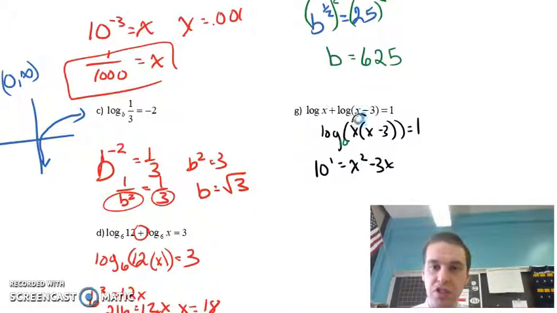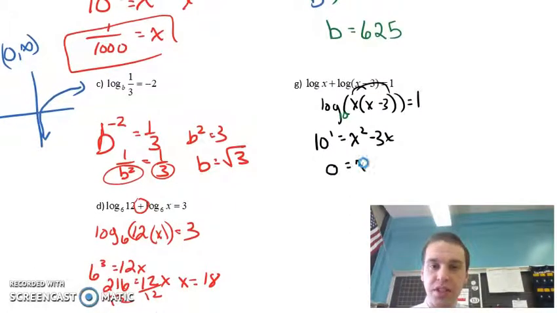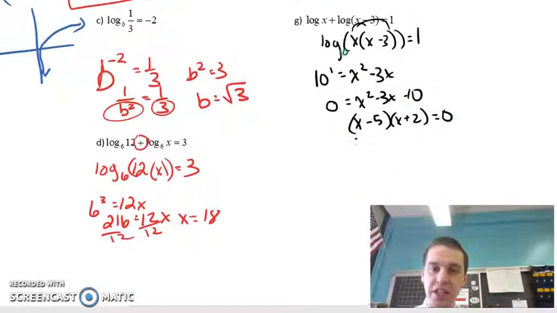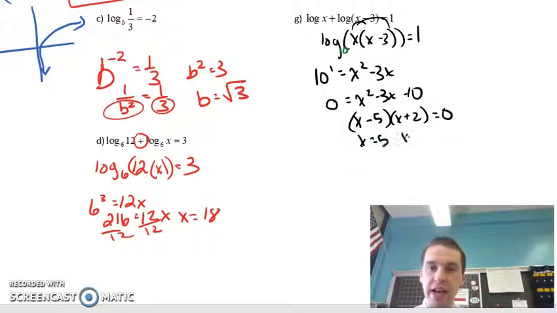Yes, you do need to distribute here. Subtract the 10 over, you're going to get 0 equals x squared minus 3x minus 10. And then you got to factor. Factors of 10 that subtract to give you negative 3. Well, we know that's x minus 5 and x plus 2 equals 0. And then you're going to get x equals 5 and x equals negative 2.